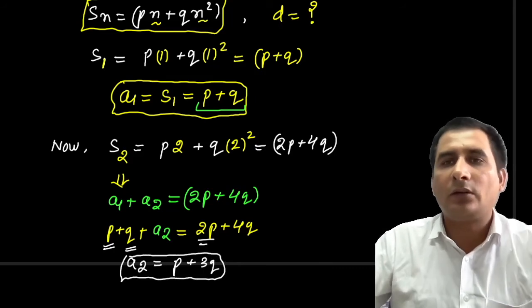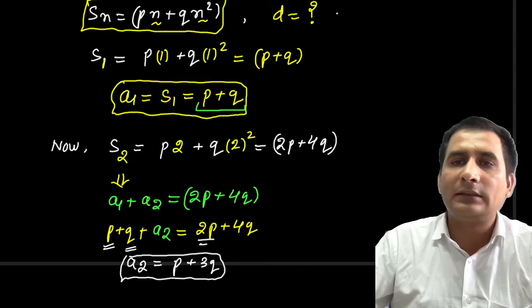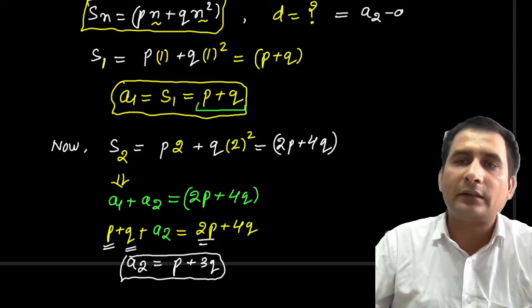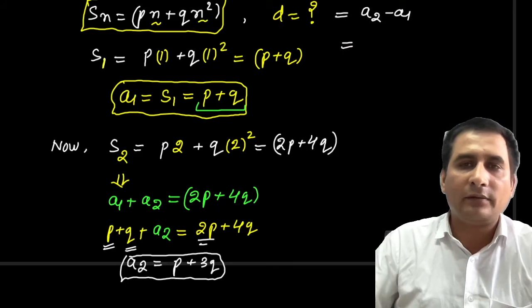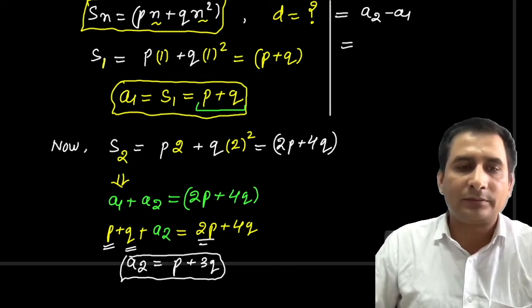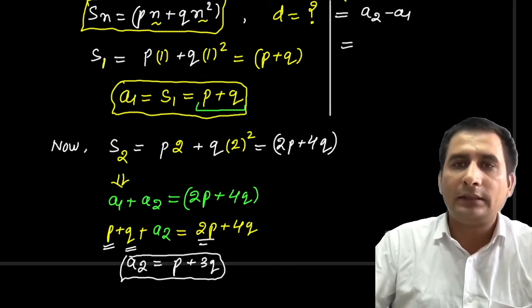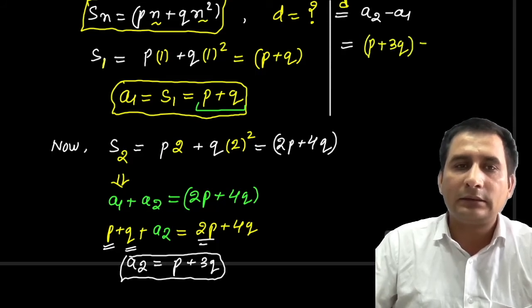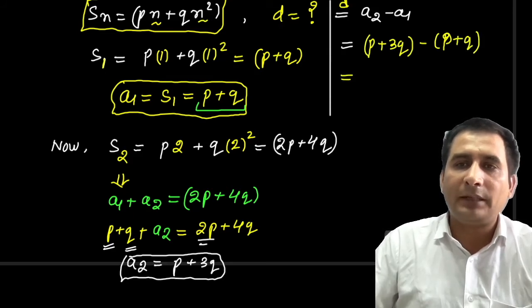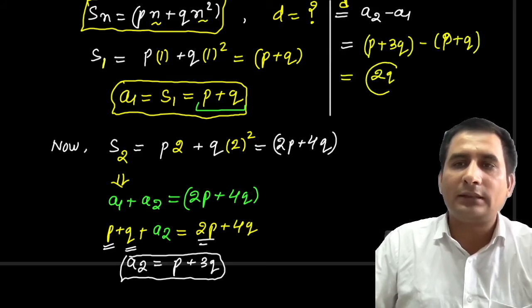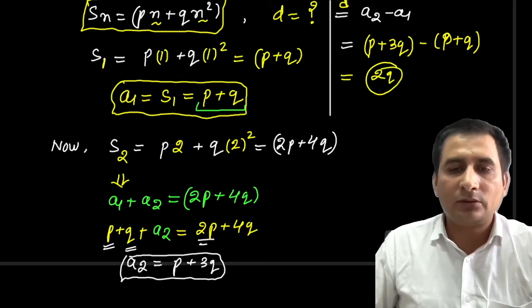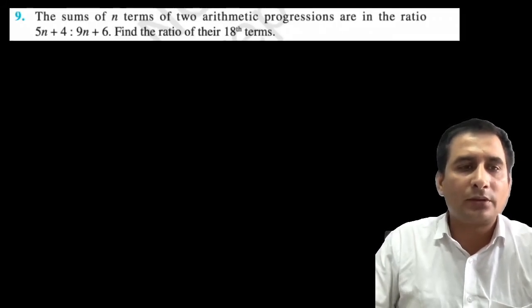So you know how to find out the common difference. The common difference is A2 minus A1. अब हमारे पास A2 भी है और A1 भी है. So now let us find out the common difference. So D is equal to A2 minus A1. A2 is P plus 3Q and A1 is P plus Q. So P cancels, it becomes 2Q. So 2Q is the answer in this case. I hope this question is clear to you. Now let's move to the next question.